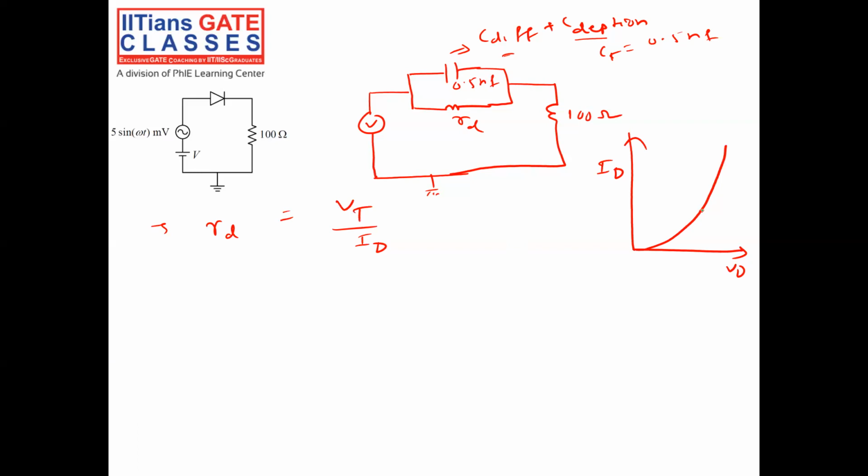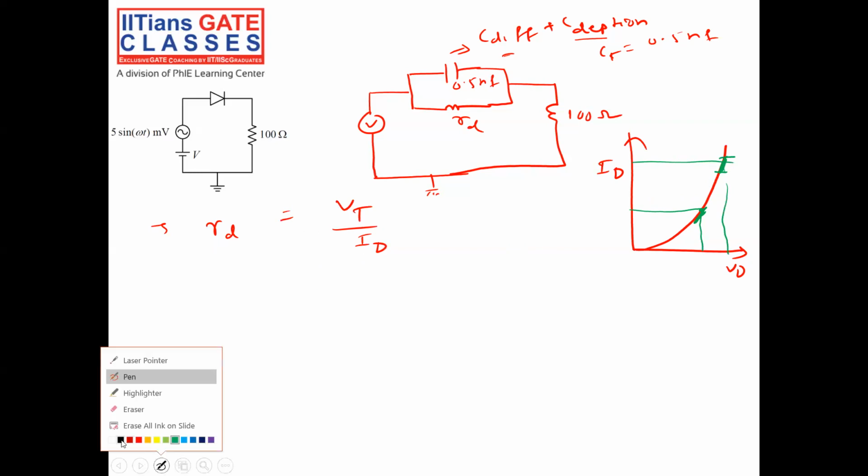Suppose we are at this point and this is the DC current. At this point the resistance will be something. Suppose we go to here, and at this moment the resistance will be different. So the small signal resistance will depend upon the quiescent current that is flowing. That's why my small signal resistance is nothing but Vt by Id.